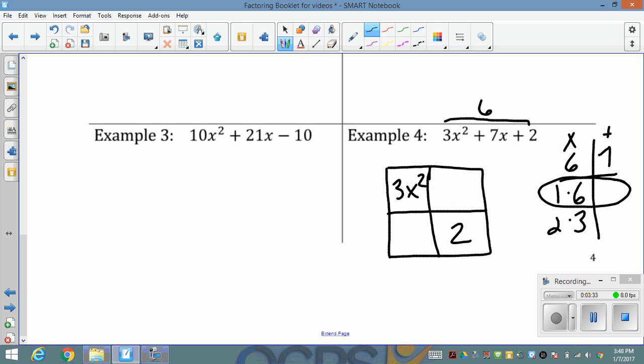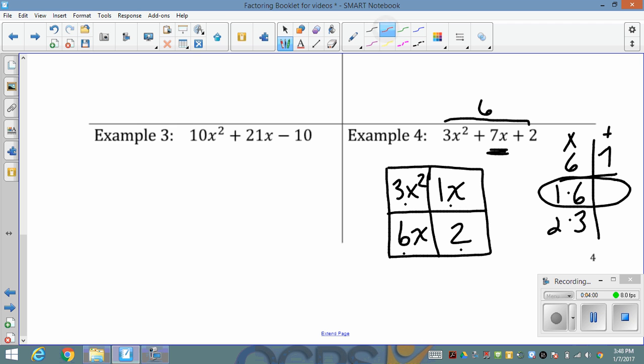Now we're going to rewrite this middle term using the 1 and the 6. Now be careful because we don't just want 1 and 6. Remember, what we're trying to do is get it to be a 7x. So we're going to use 1x and 6x. So notice now what I have inside the box is the same as my trinomial, 3x squared plus 7x plus 2.